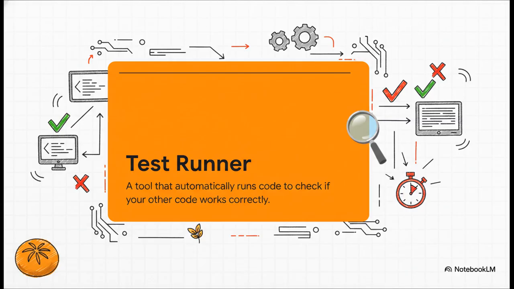And finally, to really complete that all-in-one picture, Bun has a built-in test runner. This is the tool that automatically goes through and runs all your tests to make sure your code is working exactly like it's supposed to. So it's a replacement for popular tools like Jest, but it's faster and already part of the package.